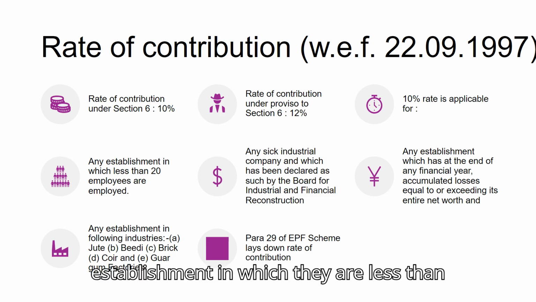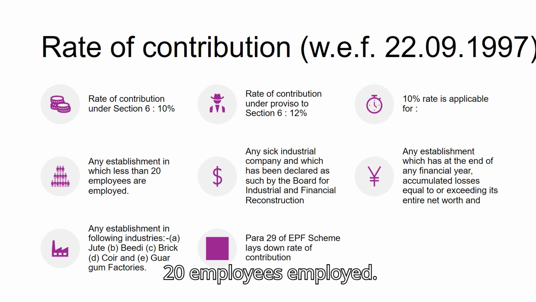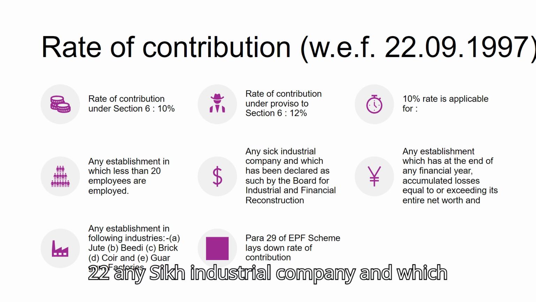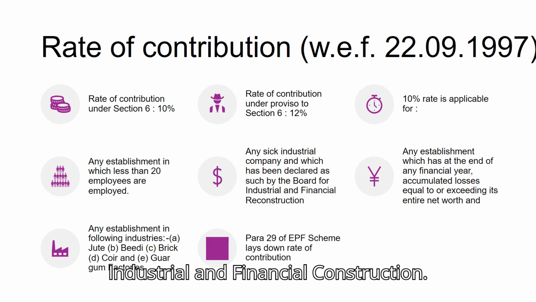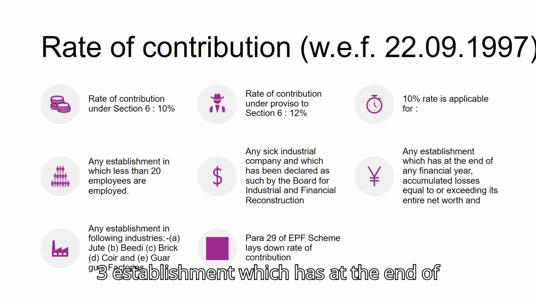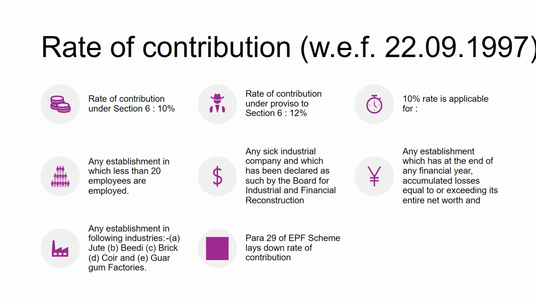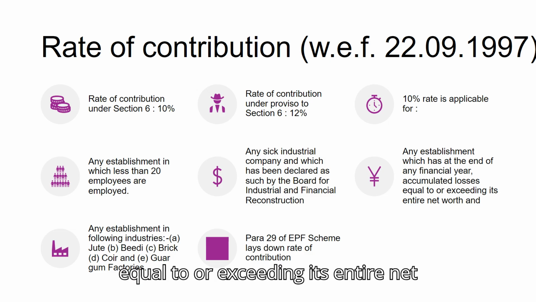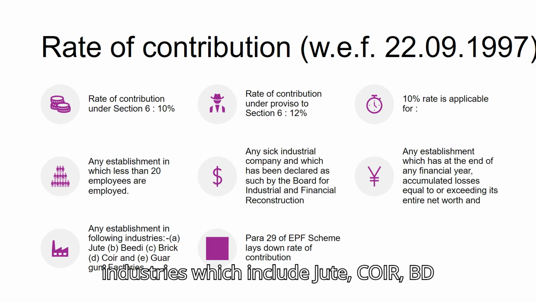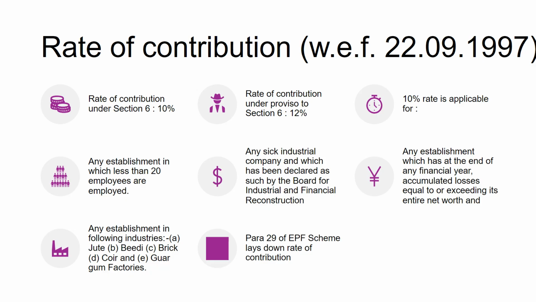1. Any establishment in which there are less than 20 employees employed. 2. Any sick industrial company which has been declared such by the Board for Industrial and Financial Reconstruction. 3. An establishment which, at the end of any financial year, has accumulated losses equal to or exceeding its entire net worth. And there are certain other industries, which include jute, coir, beedi and guar gum factories.